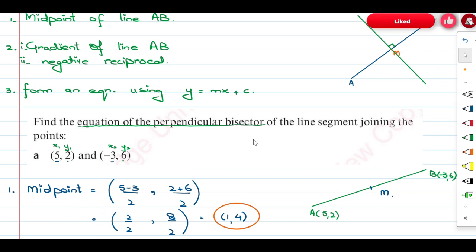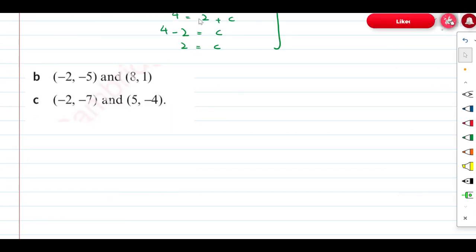All right, now let me do another example to make it more understandable. So I'm going to do part B, and part C I'm going to assign you as a practice. Now in part B, we need to figure out the equation of the perpendicular bisector of the line segment having endpoints (-2, -5) and (8, 1). Okay. Now the first step is to figure out the midpoint, right?